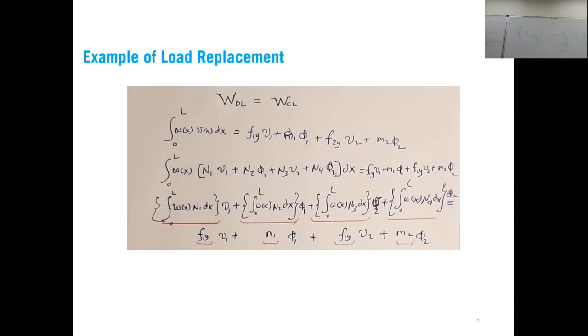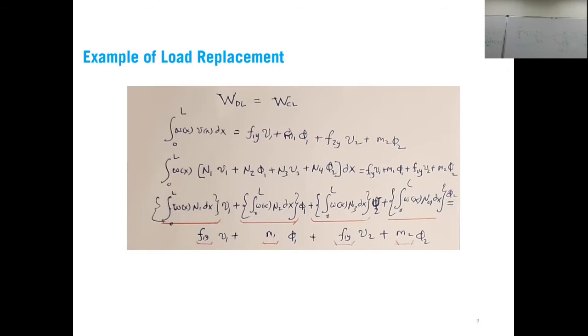Okay, we'll work together. So from here to here is V, and this is the load, and this is dx. And the other side, F1y. Now when you integrate, what is N1? N1 is a function of x. You can integrate it. N2 is a function of x, N3 is a function of x. V1, Phi1, V2, Phi2 are not functions of x. So from here, can you tell me what would be F1y? Anything multiplied by V1 is F1y. Anything multiplied by Phi1 is M1.